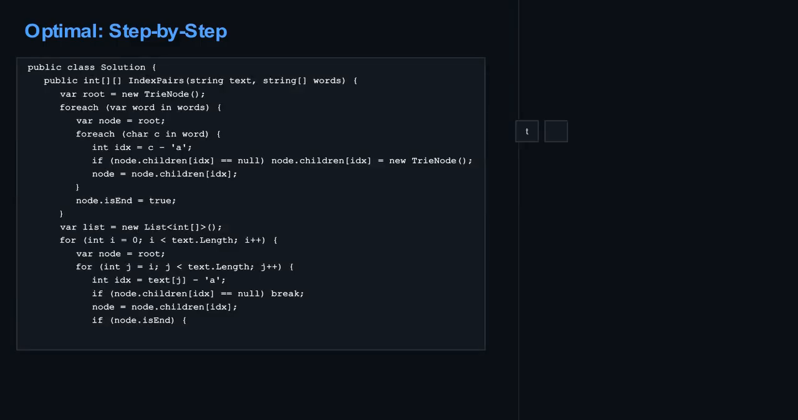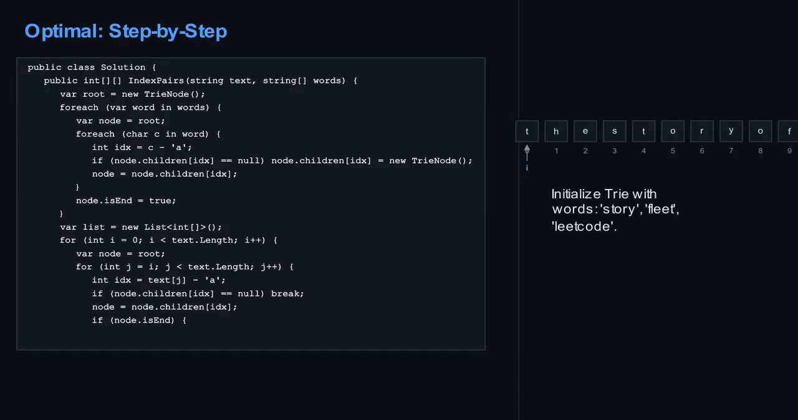Let's trace this with text "vestorio fleet" and words "story", "fleet", "LeetCode". First, we build our trie with story, fleet, and LeetCode. Now, iterate through the text. At index 0, t, we start traversing the trie. No word starts with t in our list. At index 3, s, we move to the trie node for s. Then t, o, r, y. We find story ends at index 7. We record 3, 7. Continue from index 4.